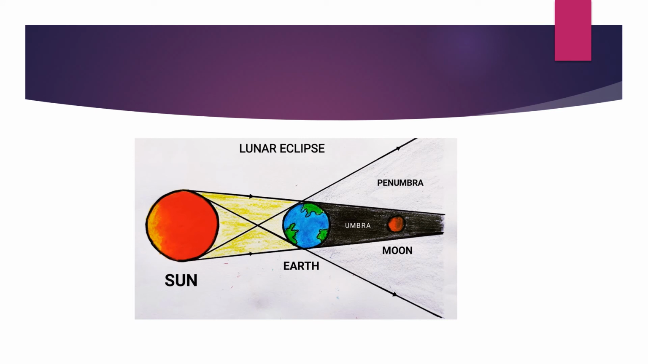The given figure shows the formation of a lunar eclipse, which happens when the earth, sun and moon come in one line and the earth is in between the sun and the moon. So, the earth acts as an opaque object and casts its shadow over the moon. This is known as lunar eclipse.